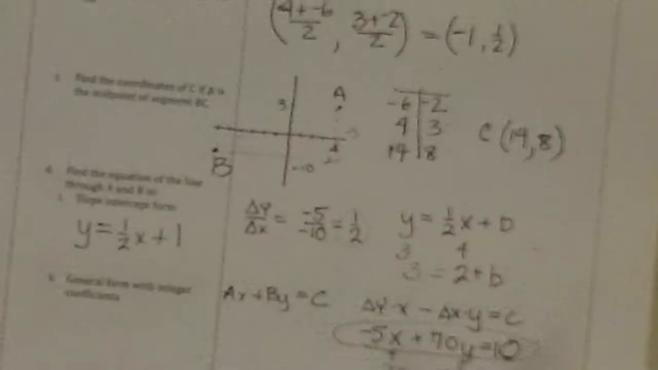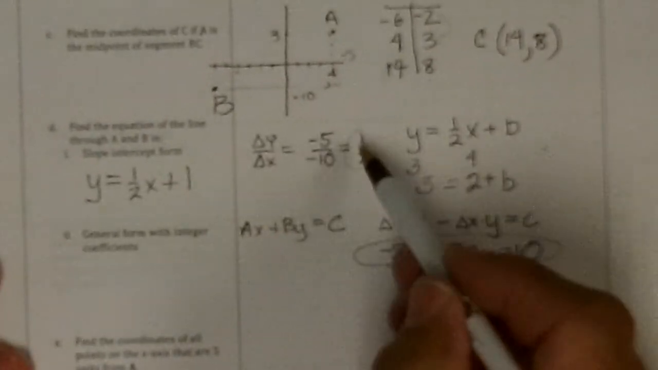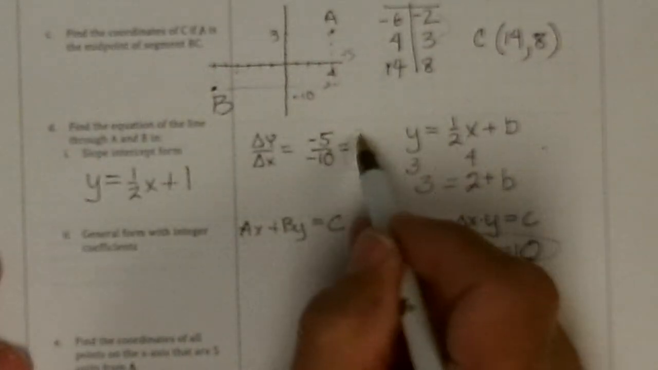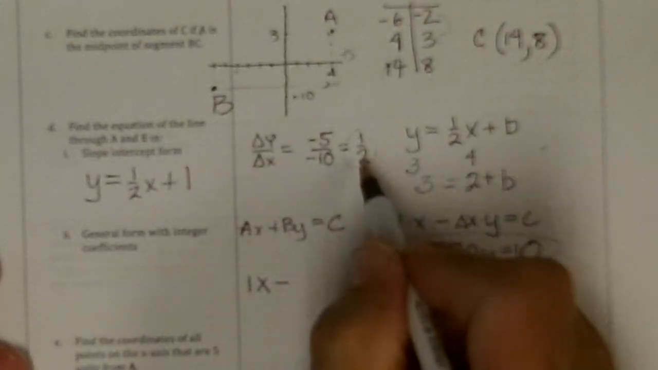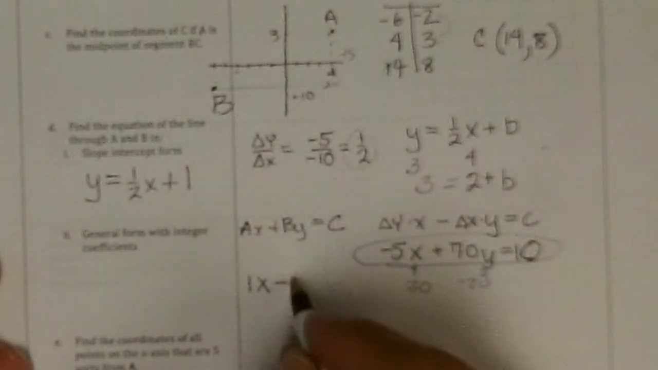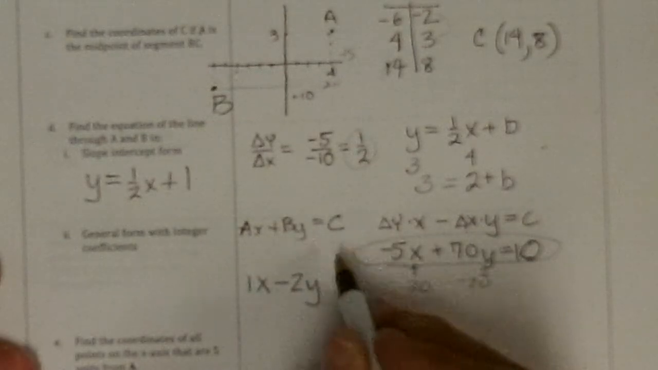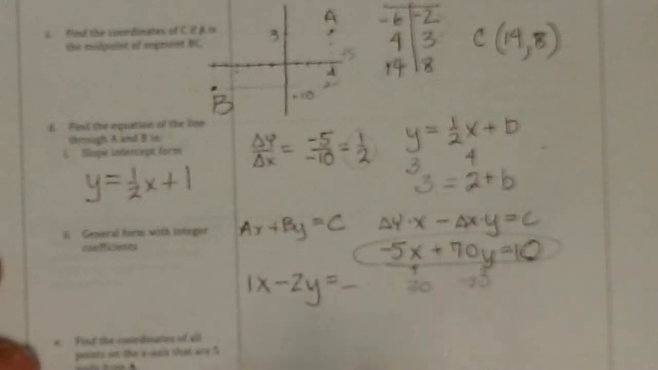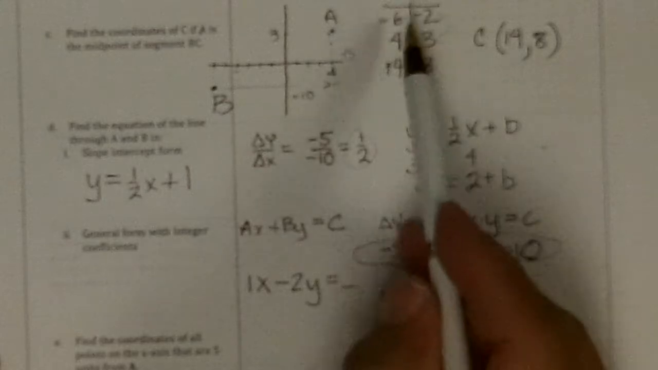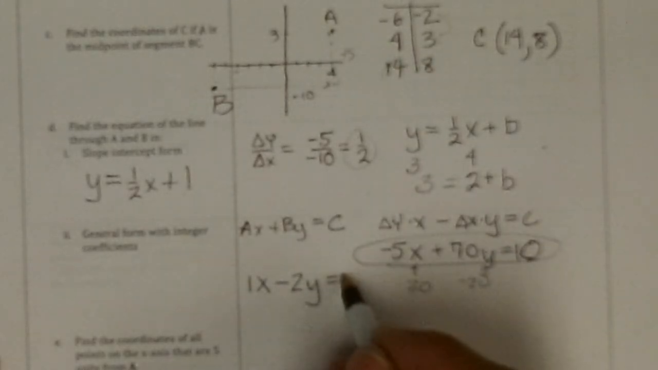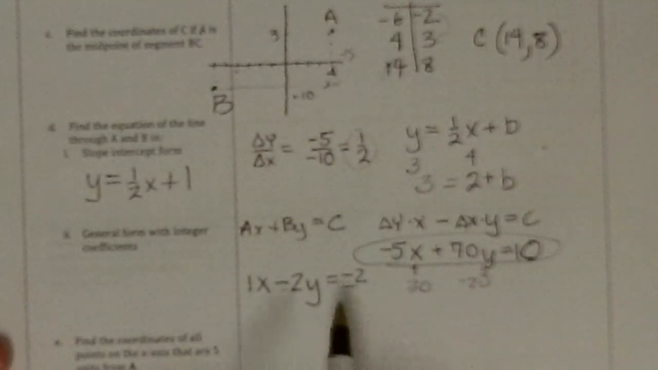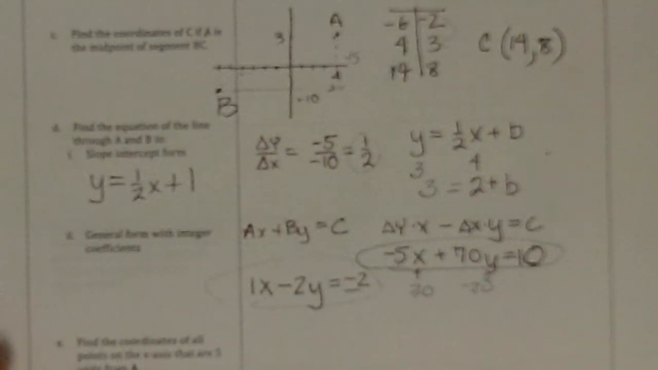I could have used the reduced slope. I could have said 1x minus, that's the change in x, 2y equals a constant, and put in the 4 and the 3. 4 minus 6 is -2. That's a simplified form of it.